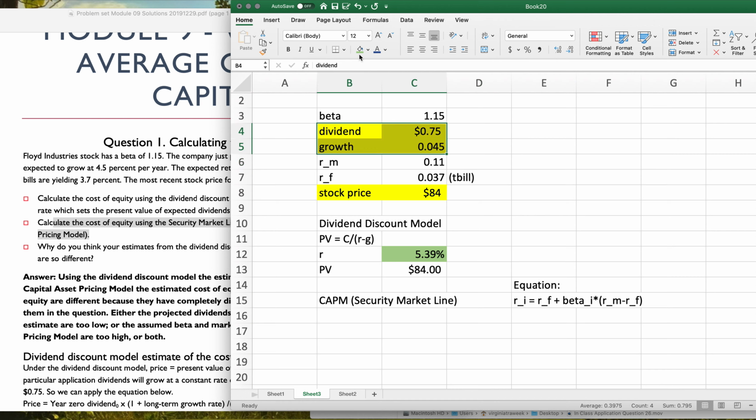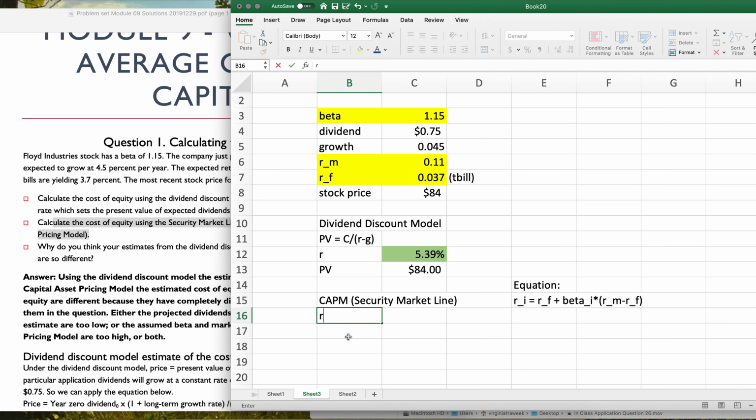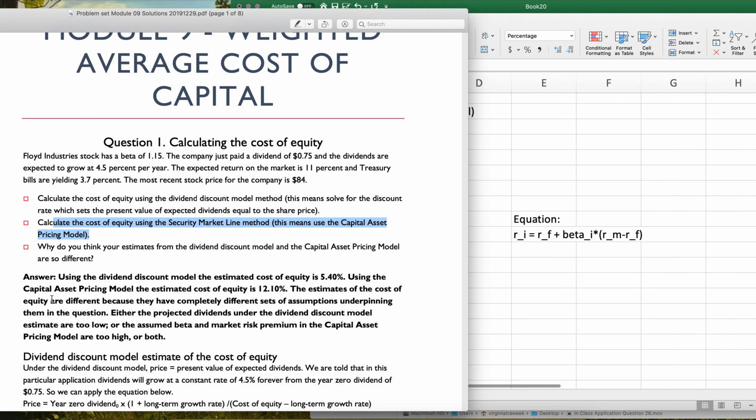So let me just unhighlight this and highlight these. Red. All right. Follow the formula, the risk-free, which is that, plus the beta, which is that, times the return on the market minus the risk-free rate. Let's put that in percent terms. Let's highlight it in green. And here are two answers.